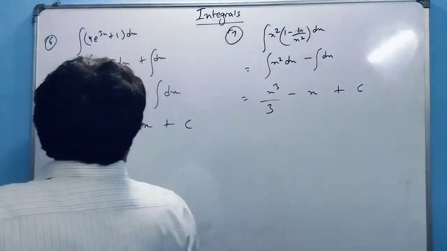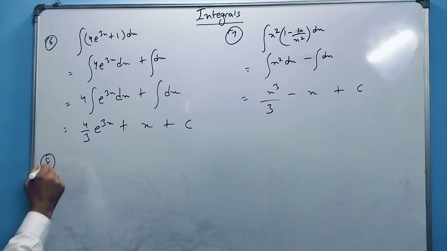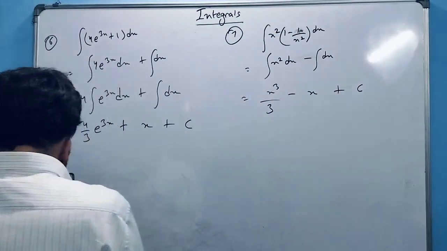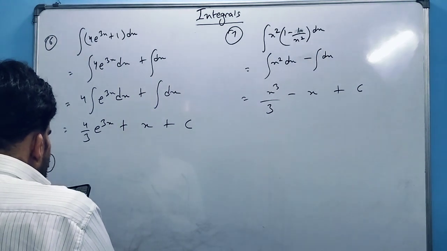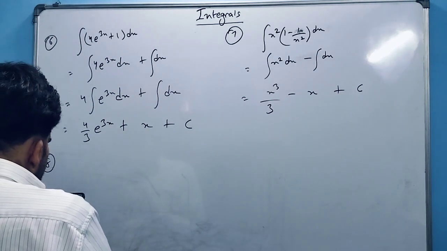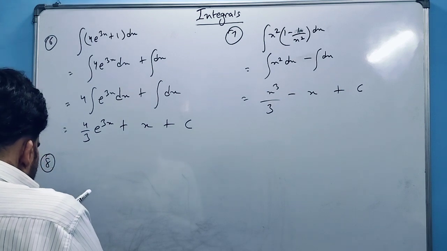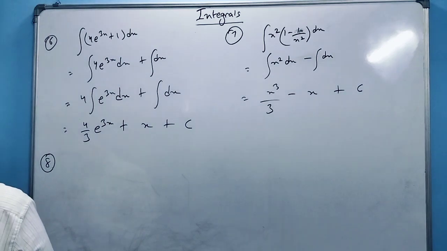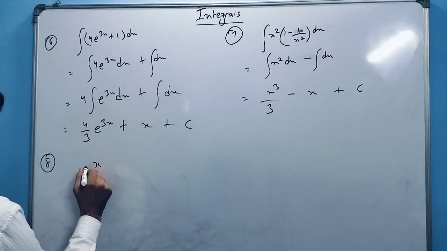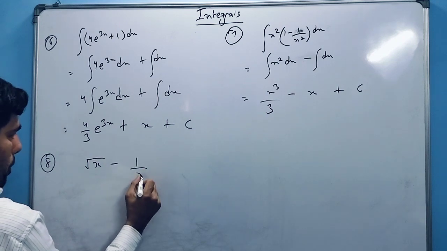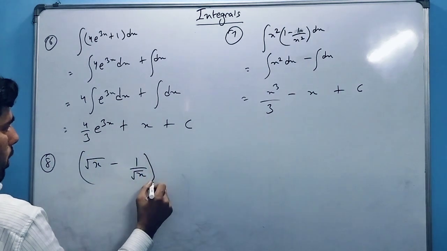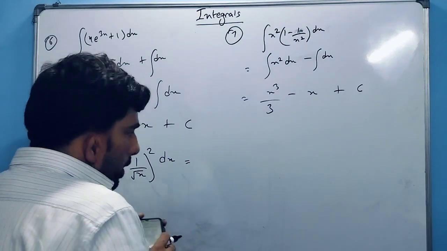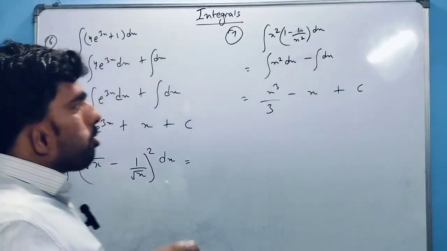So now we'll try to solve more. Now what they have given is, we'll take different types here. We have one more type now. The question we have is the integral of root x minus 1 upon root x, whole square, dx.